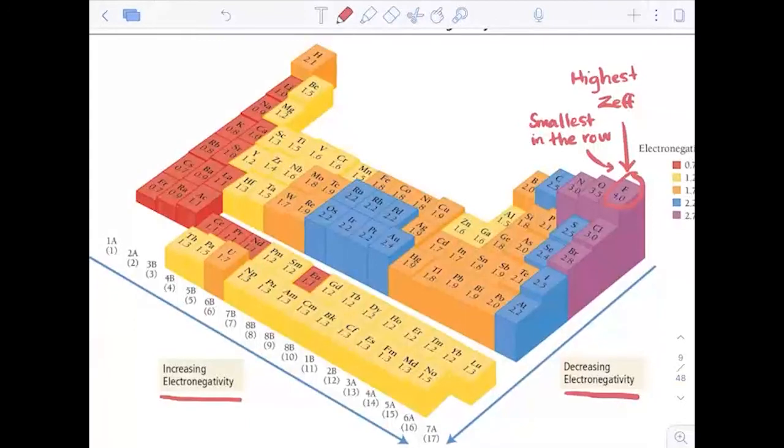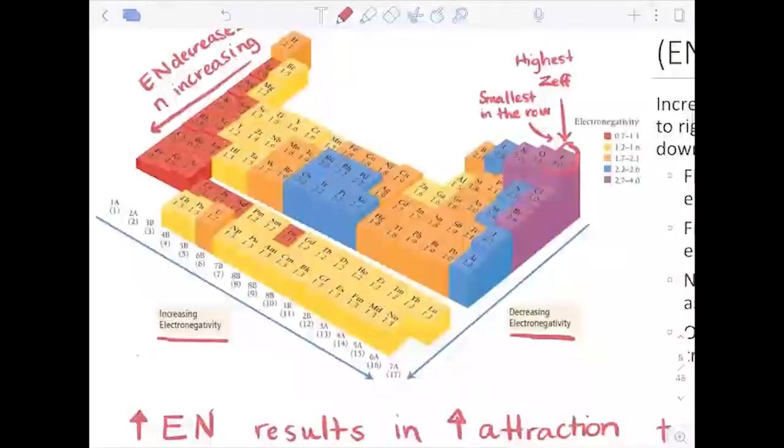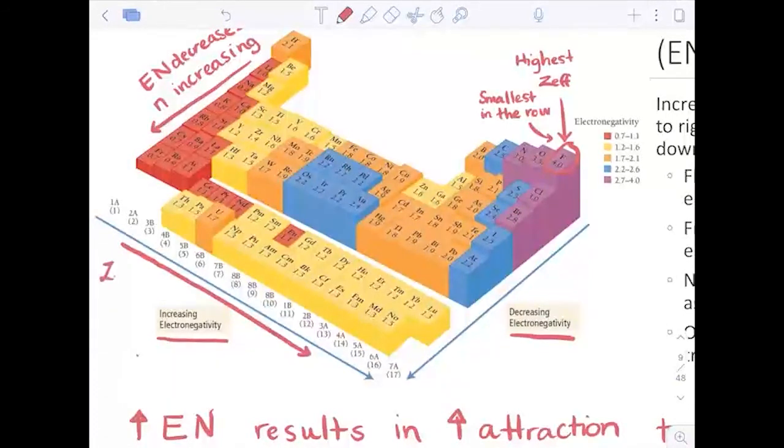In general, what we see is if we go down a group, remember our principal quantum number n is increasing, and so therefore we see electronegativity decreasing. As we hold the valence electrons further and further away from our nucleus, their attraction, their desire to reach an octet is lowered. As we move from left to right across a period, again, the Z effective is increasing, and so therefore the desire to reach the octet is increasing. So electronegativity increases as well.